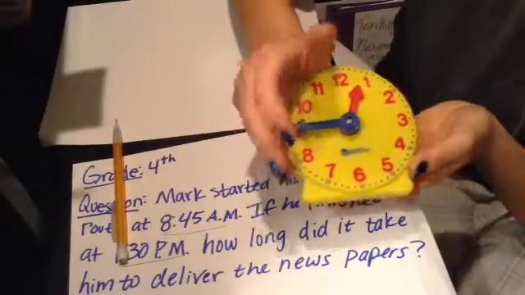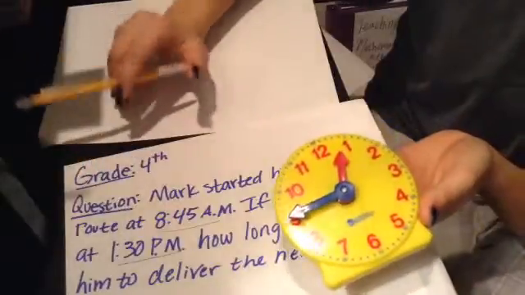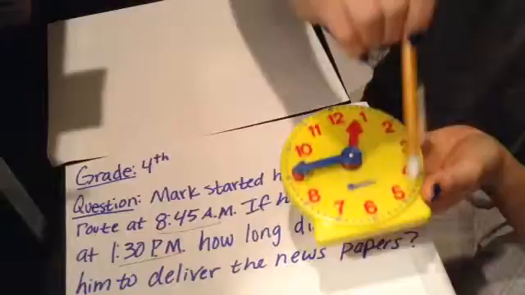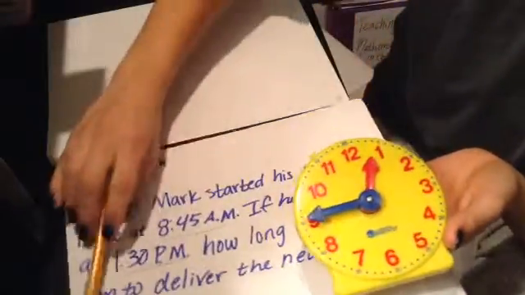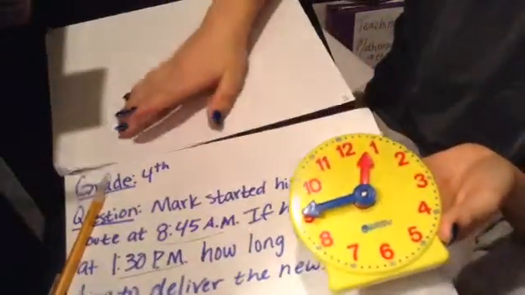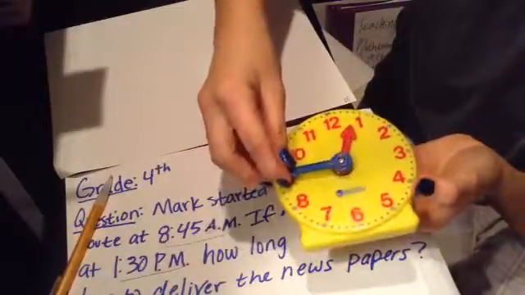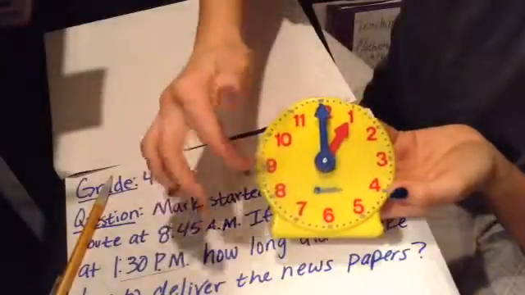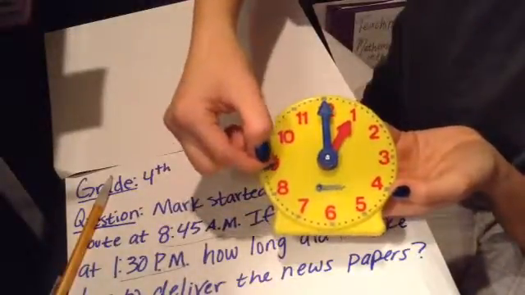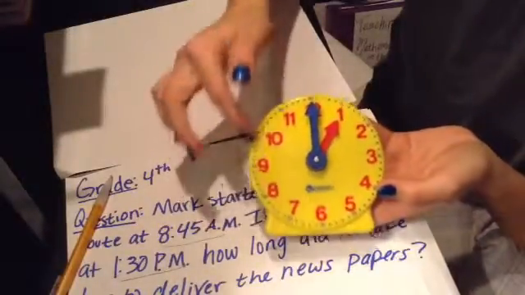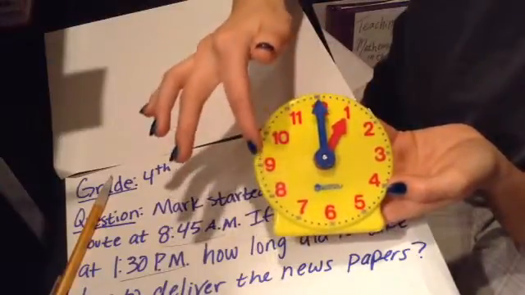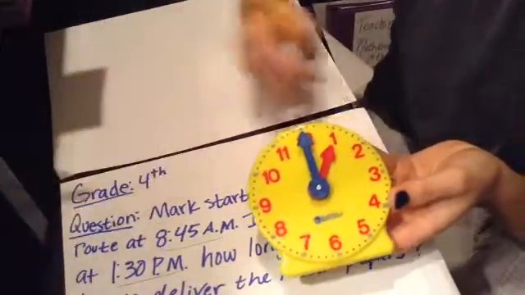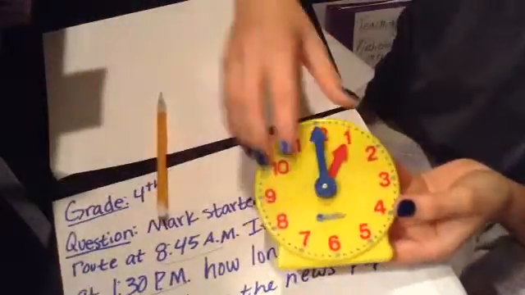It's 12:45. Now, we want to find out 1:30. So the minute hand needs to be here. It's 12:45, and an hour would be too much. So let's count. If we move it here, now it's 1 o'clock. And that was 15 minutes, because from the 9 to here, that's 15 minutes, because 5, 10, 15. So that's 15 minutes. So we know that it was 4 hours and 15 minutes.